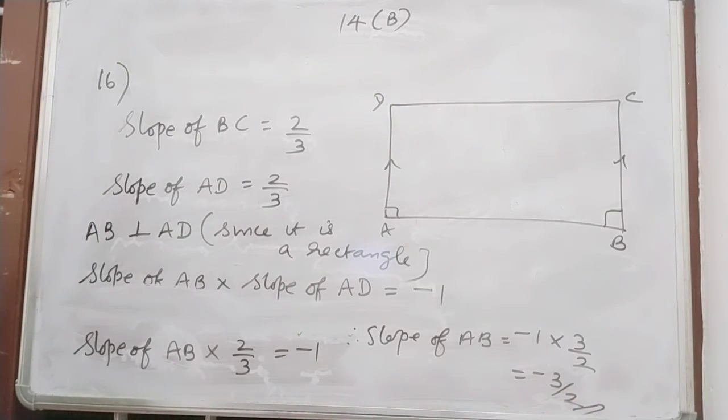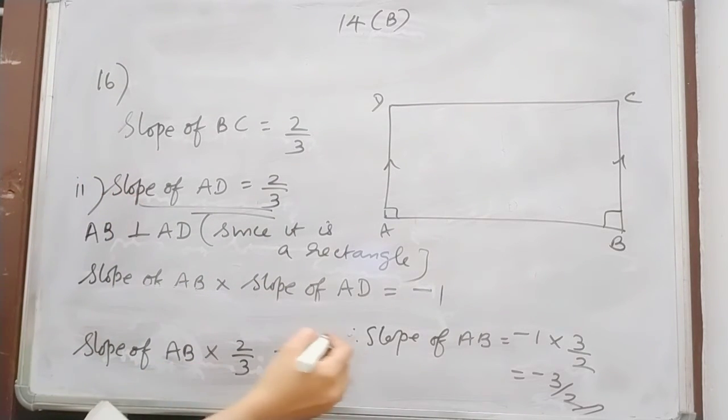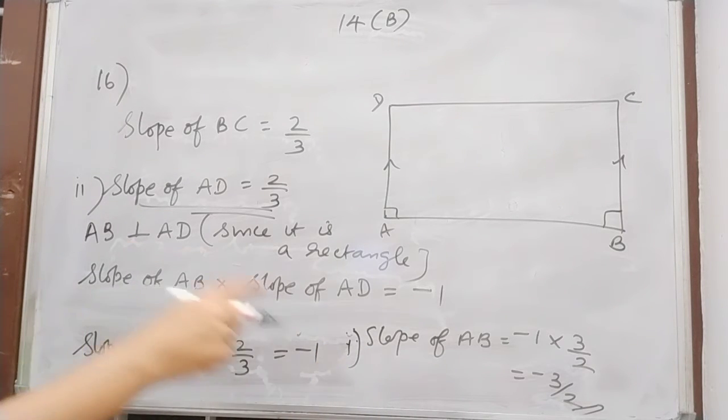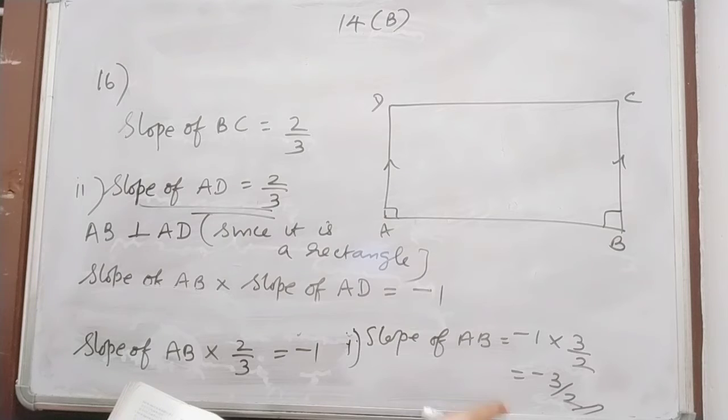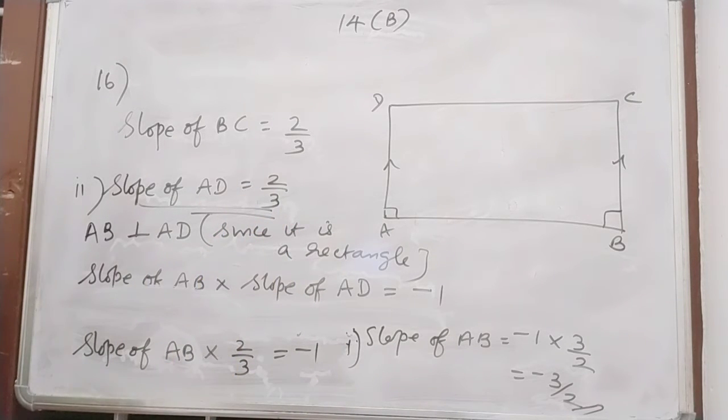The next is, we already got the answer for the slope of AD. The slope of AD we got as 2 by 3, that is the second part. Now we got the slope of AB, that is the first part. So the slope of AB is negative 3 by 2 and the slope of AD is 2 by 3.